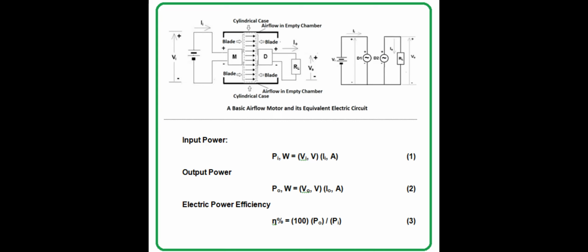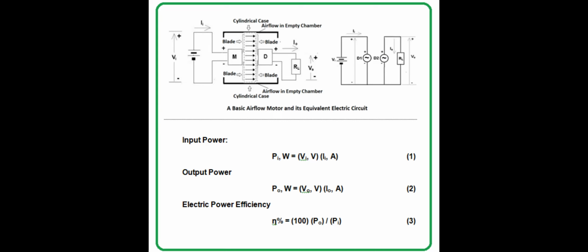The input power PI in watts to the airflow motor is defined by the formula PI in watts is equal to VI in volts times II in amps. That's equation 1. Our power supply will display on its screen the input voltage, the input current, and the input power consumed by the machine being supplied, in this case the air motor.